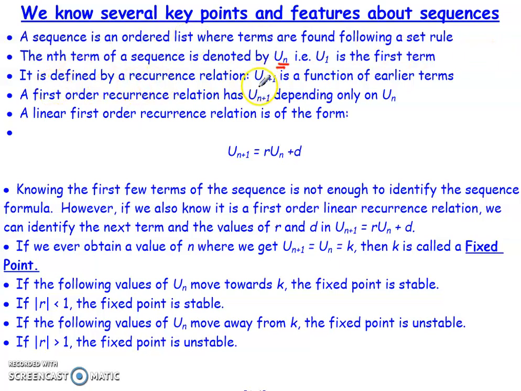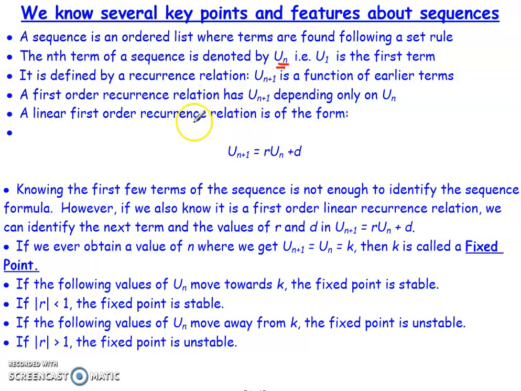So what we do is we define un+1, which is the next term in the sequence, as a function of earlier terms. Put in basic terms, this term depends on something that happens to the term before it. Now this helps us to define what's called a first order recurrence relation. This means that un+1, our next term, depends only on the previous term, not any terms before that. So we sometimes get terms where we've maybe got un+2 equals something happening to un+1 plus something happening to un. That is not a first order recurrence relation. It's only first order when the next term depends on something happening to the previous term.